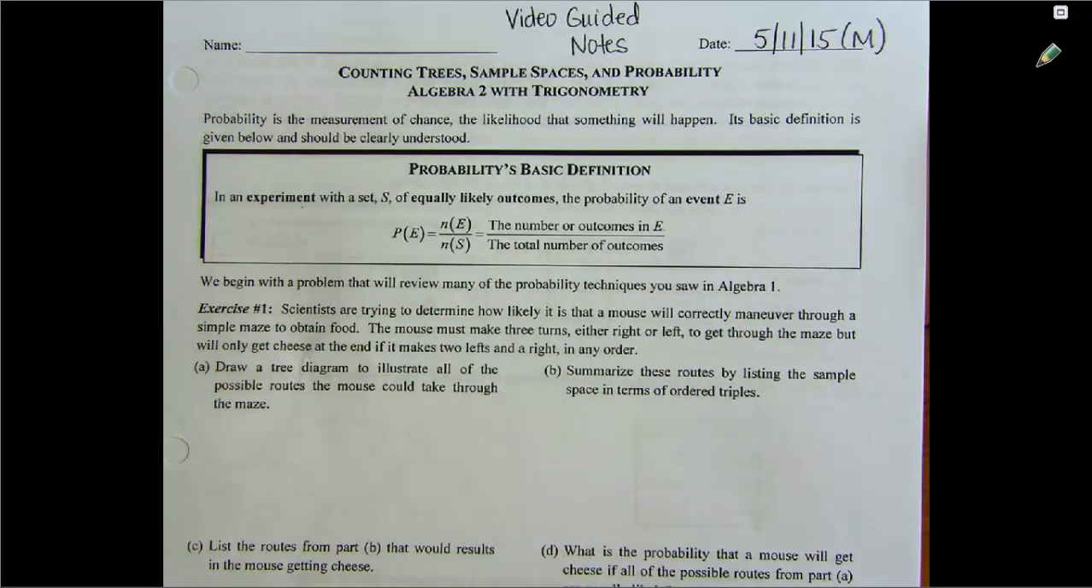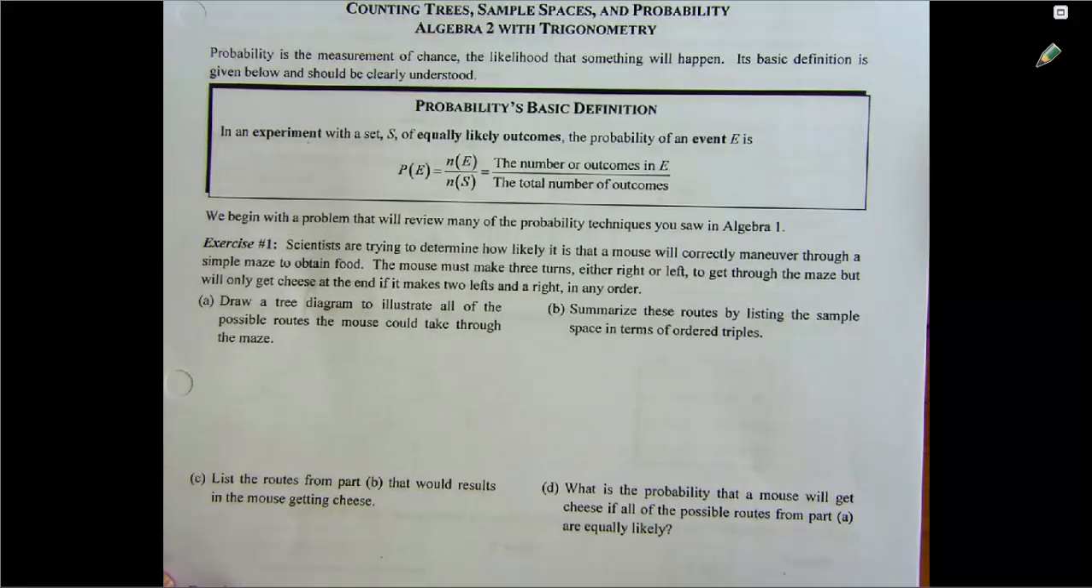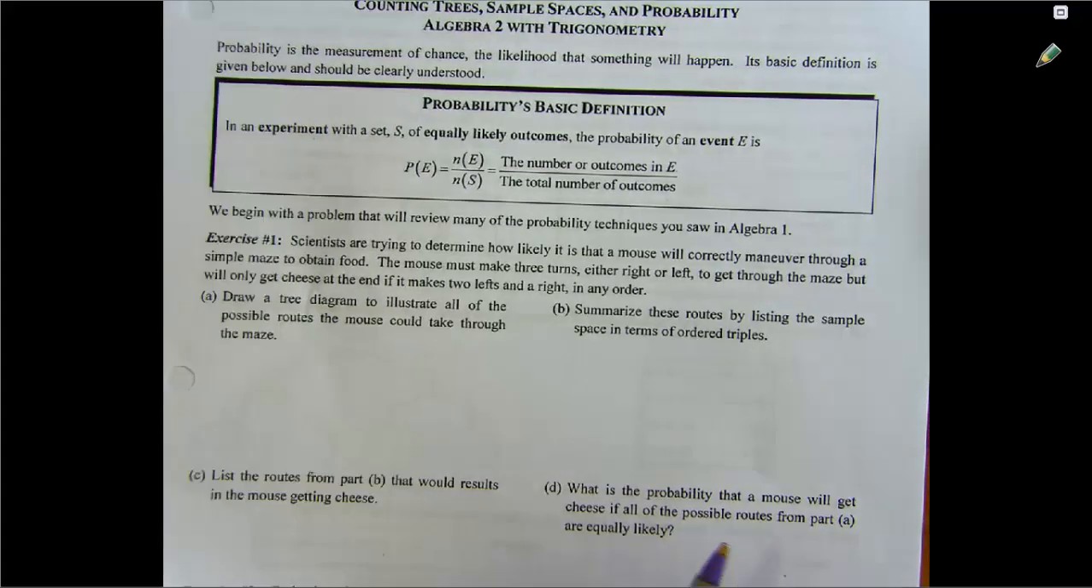Let's do an example. Scientists are trying to determine how likely it is that a mouse will correctly maneuver through a simple maze to obtain food. The mouse must make 3 turns, either left or right, to get through the maze, but will only get cheese at the end if it makes 2 lefts and a right in any order. So part A is asking you to make a tree diagram. Again, drawing a tree diagram helps you organize all your information, and what you do is you list all the possible outcomes in each trial.